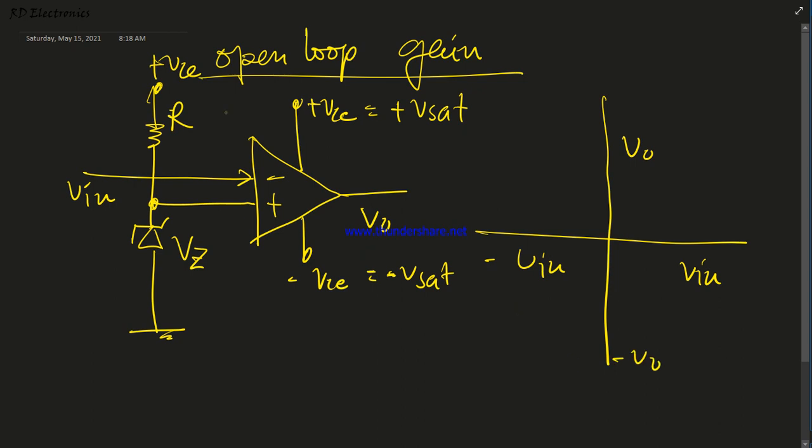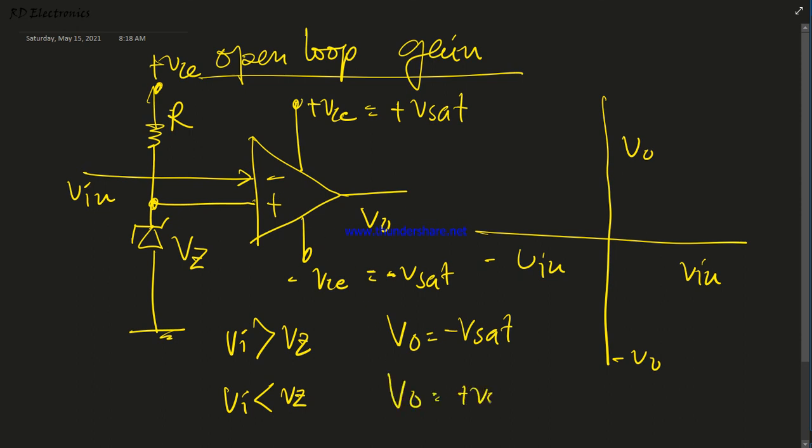At a certain point, when V input is greater than Vz, then the inverting terminal voltage is greater than the non-inverting. So according to theory, the output switches to minus Vz. And when V input is less than Vz, then Vz is greater than this, that means non-inverting is greater than inverting, then the output is plus Vz. This is the general theory of a comparator. So now the graph looks like this.